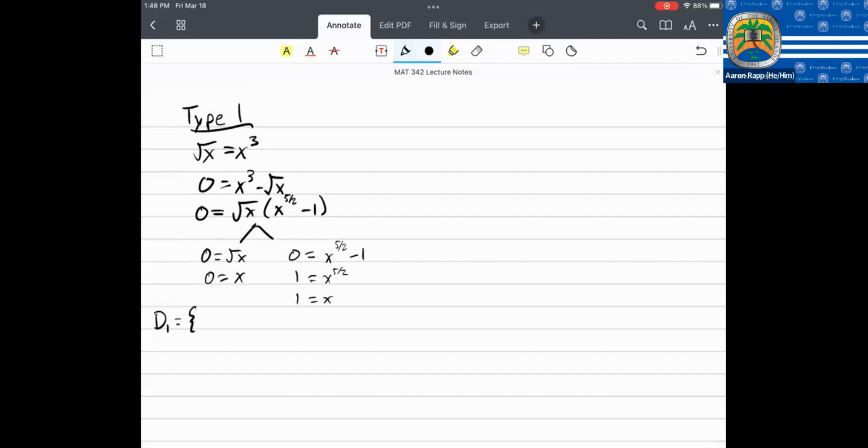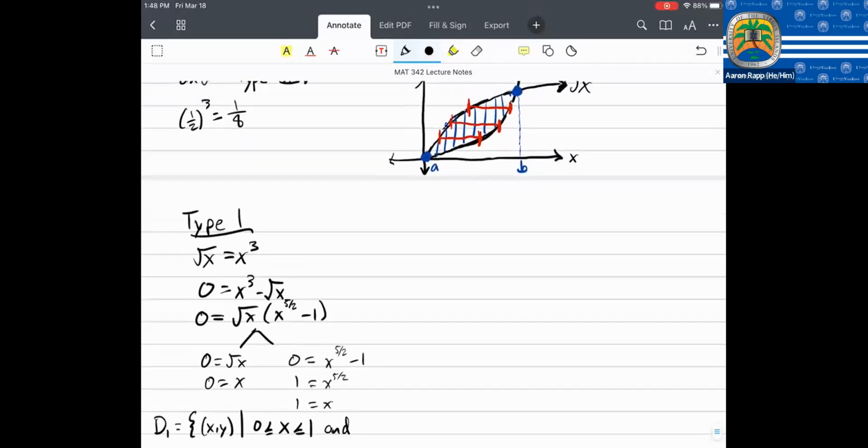So my region for the type 1 is going to be all points x and y such that, well, I know my x values are going to have to range between 0 and 1. What about my y values? What are they going to range between?